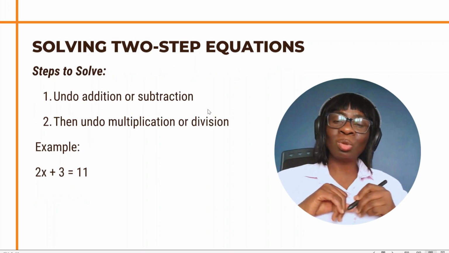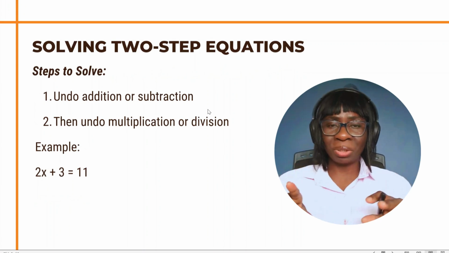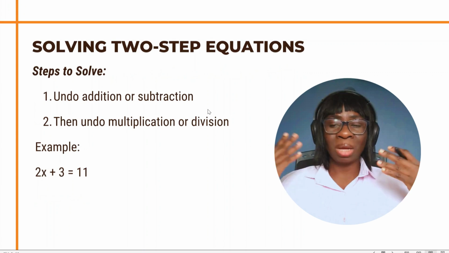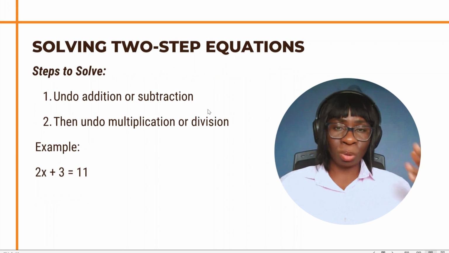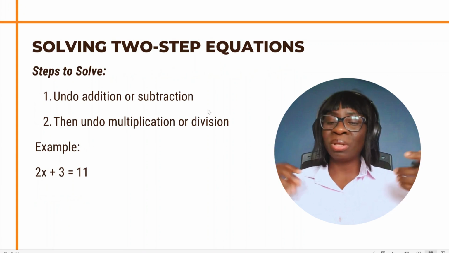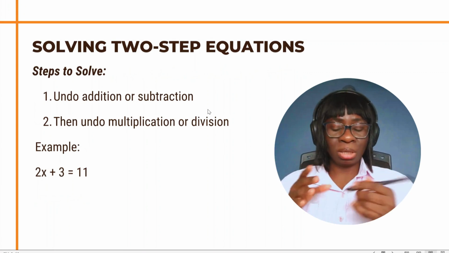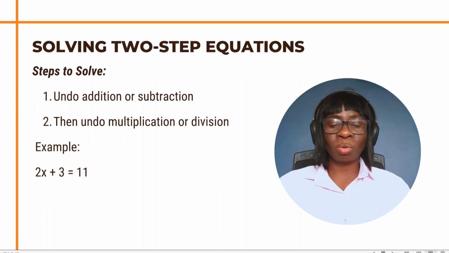Now let's solve two-step equations. To solve two-step equations, the first thing you have to do is what we did in the one-step equation. We first undo addition or subtraction by either adding or subtracting on both sides. Then the second step will be to undo multiplication or division. We did both in our former example. So now let's solve 2x plus 3 equals 11.